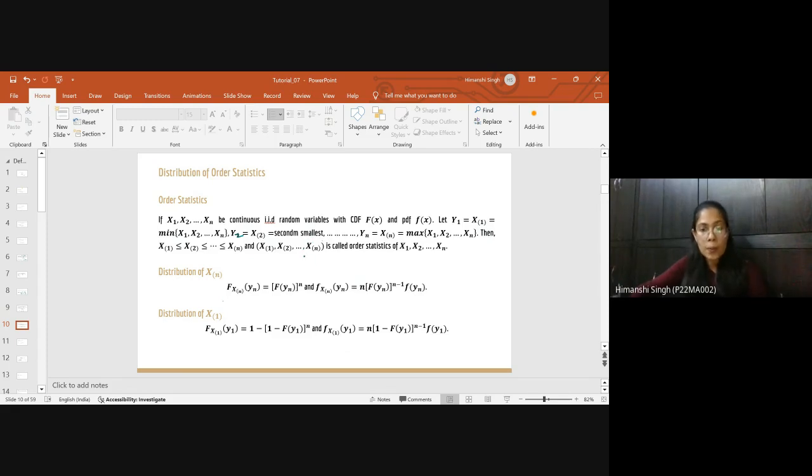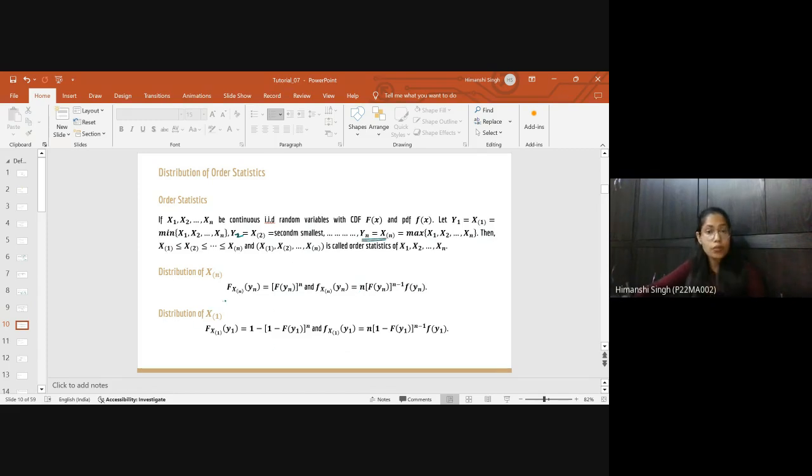Now the distribution of x(n), which is the maximum of x1, x2, xn, is given as F of yn whole to the power n. Basically we are taking x(n) to be equal to yn, so F of yn to the power n. And the density is given as n F(yn) to the power n minus 1 times f of yn, which is basically the differentiation of this with respect to yn.